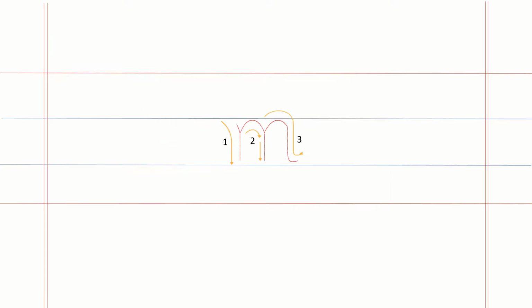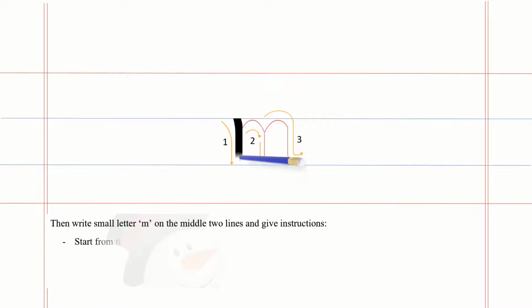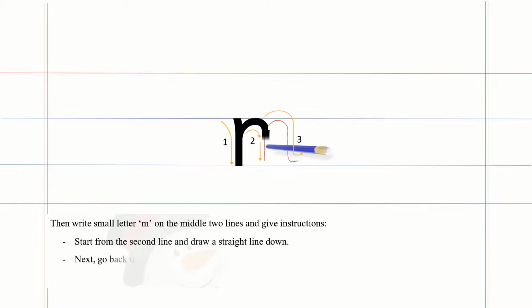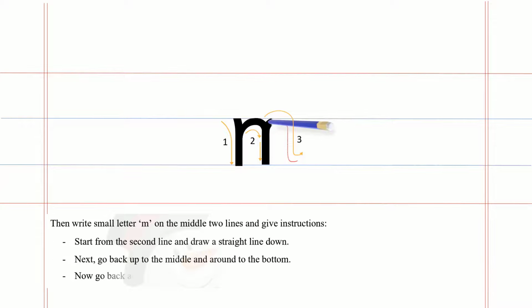Small m. Write small letter m on the middle 2 lines and give instructions. Start from the 2nd line and draw a straight line down. Next, go back up to the middle and around to the bottom. Now, go back again to the middle and around to the bottom.